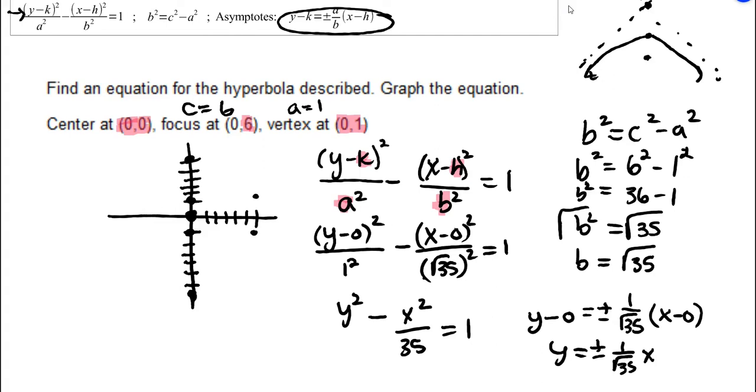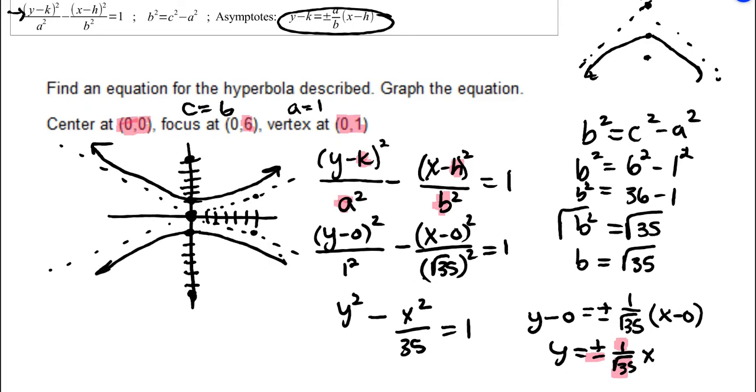And then I'm actually going to go the opposite, down 1 and run 6. So that gives me the negative 1 over the square root of 35. And if I draw a straight line going through the center and that point, I'm getting my asymptotes. From the vertex, I can approach those asymptotes and get a sketch of that hyperbola.